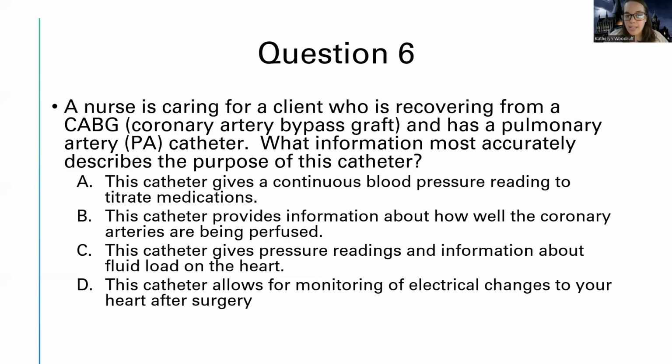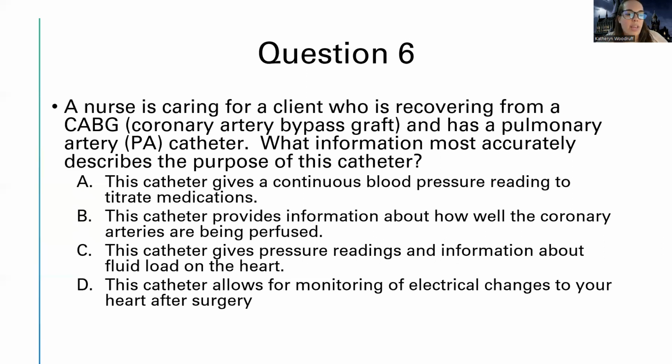So does this give continuous blood pressure reading to titrate medications? That sounds more like an arterial line, not a pulmonary artery catheter. So I'm going to say no and keep going. And by the way, look in the question too, it says "most accurately describes," which means some of these might be kind of right, but which one's the best?